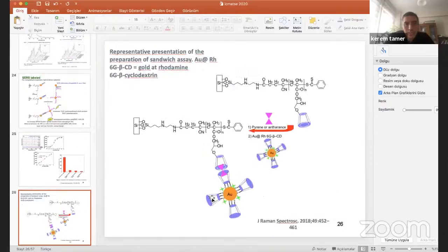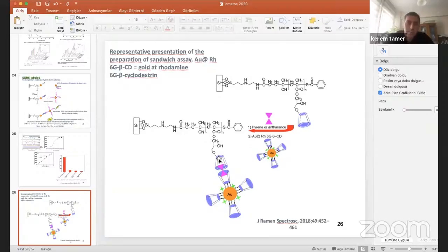Okay, this is the label technique. This is another label technique. This is the same strategy, only we changed some substrate and some probe. In the previous one, we used selectively the aptamer probe, but here we just used some cyclodextrin unit to catch the target from the matrix.